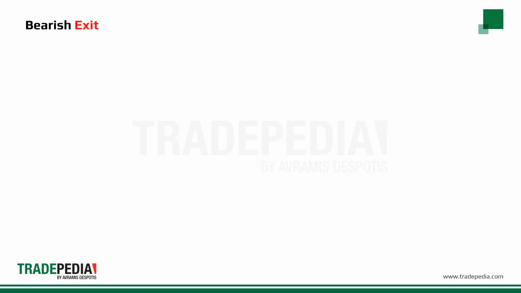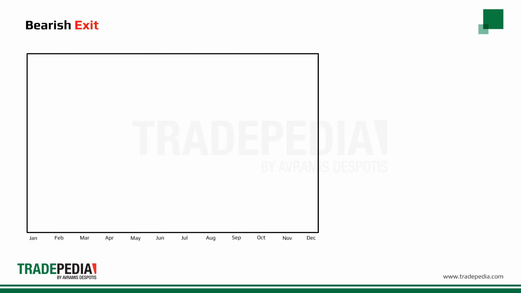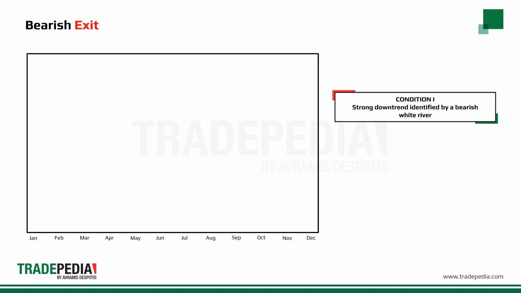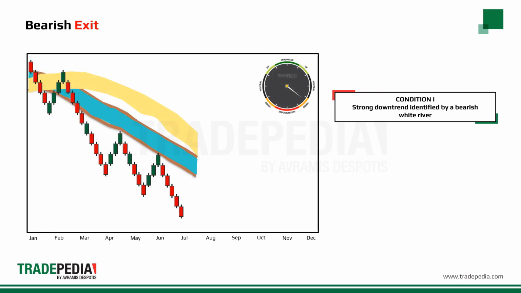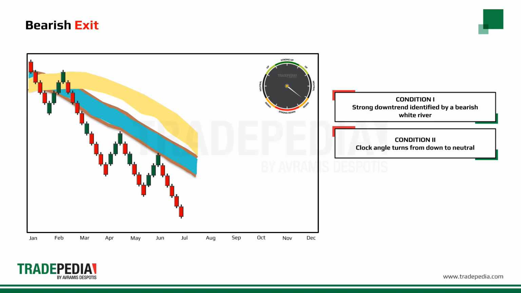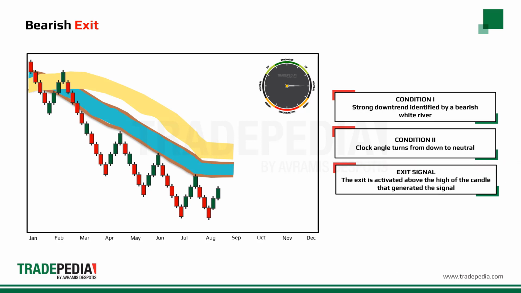A bearish exit signal is given when the following conditions are met. Condition 1. Strong downtrend identified by a bearish White River. Condition 2. Clock angle turns from downtrend to neutral. The exit is activated above the high of the candle that generated the signal.